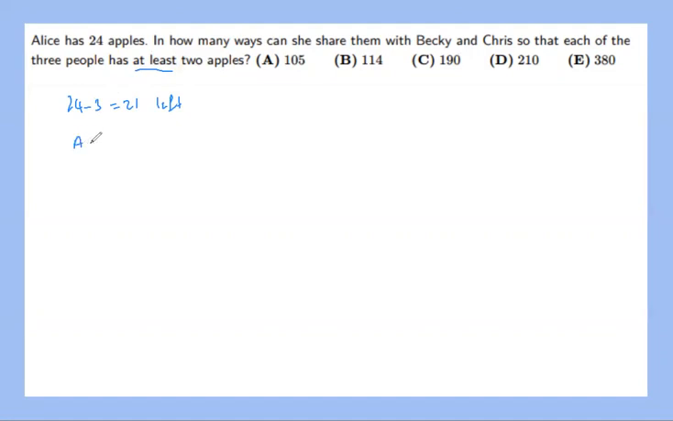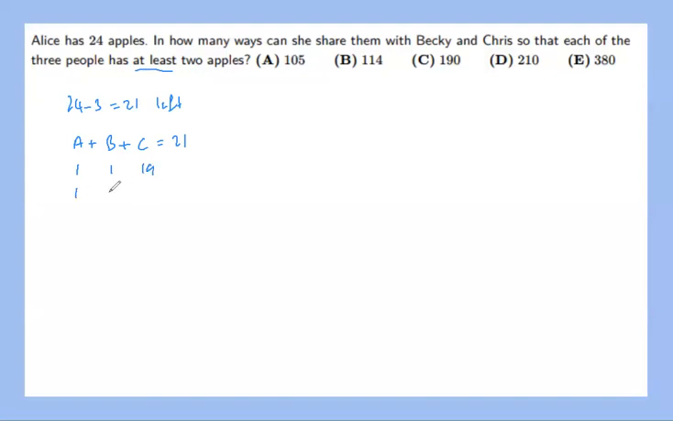So I'm going to call the number of apples Alice will have A, Becky B, and Chris C. So this has to be 21, right? Now I'll find the number of ways to distribute these 21 left apples among those three people. Since we want at least two apples and we already gave one to each person, if I make sure every person receives at least one more, that will satisfy the given restriction. So this one could be 2, so that could be 19.